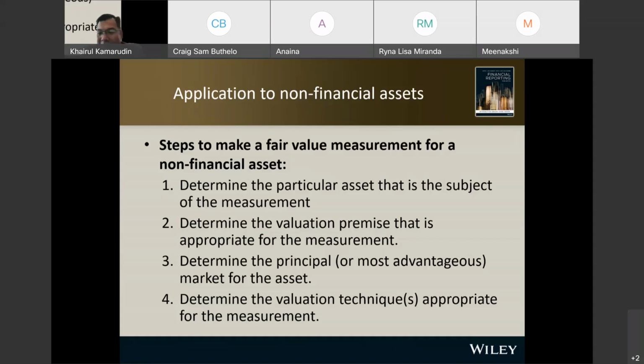Which one is the most advantageous? Which one offers a good price? You know better than me. I think the second-hand car dealer won't give a good price. Maybe the price is 20% or 25% lower, but it's up to you. So you need to determine the principal market. The most advantageous market means the market that gives you the highest price. Then determine the valuation techniques appropriate for that measurement. So this is the process involved.